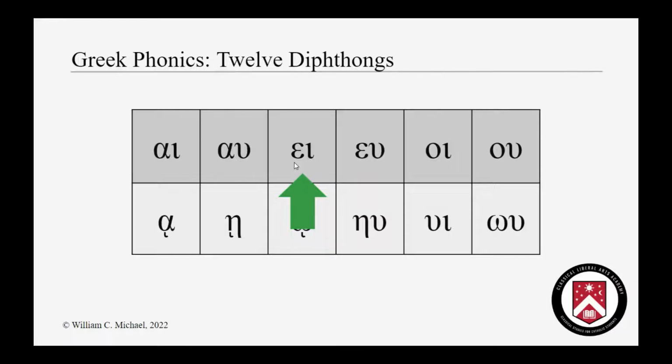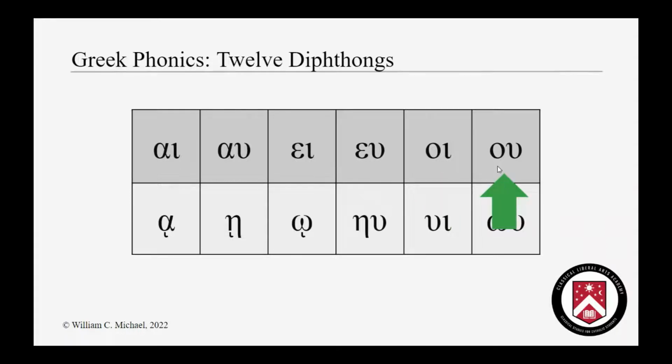The third diphthong is made of the vowels epsilon and iota. Epsilon and iota. And we read these together in Greek as ei. The fourth diphthong is composed of the vowels epsilon and upsilon. We read them together as eu. The fifth diphthong is made of the vowels omicron and iota. Omicron and iota. We read them together in Greek as oi, oi, oi.